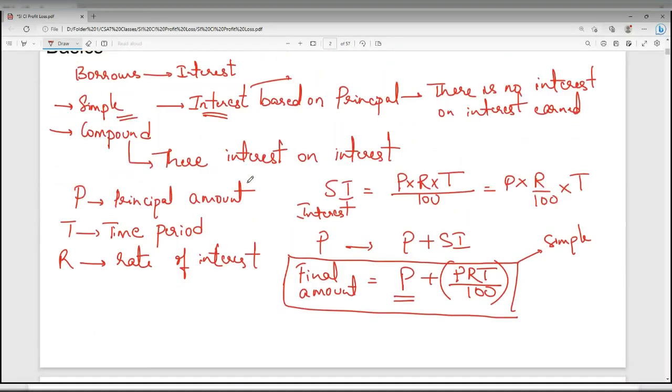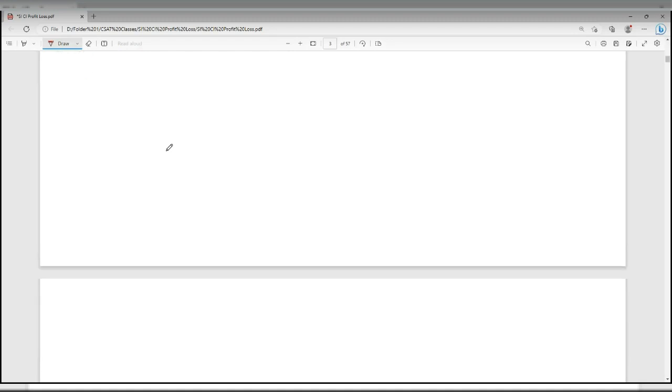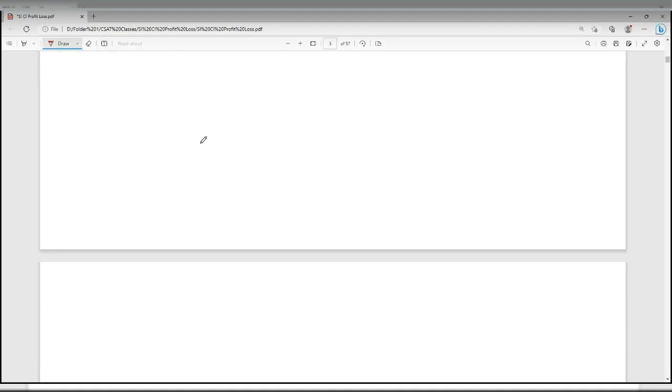Okay, not given space for compound interest. Let me write it down here. So compound interest, the formula for compound interest is P into 1 plus R by 100 raised to the power T, where T is the time period, R is the rate of interest for that time period, and P is the principal.